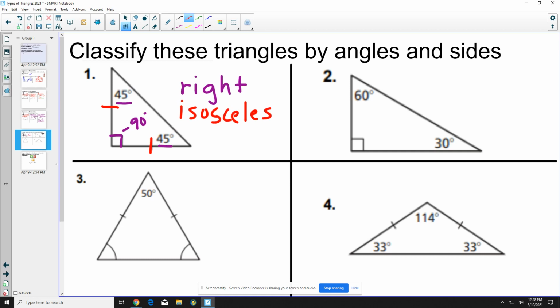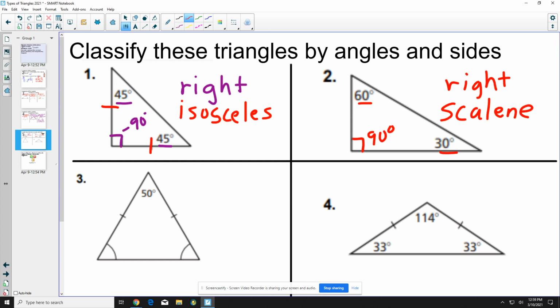Look at number 2. Look at the angles. We have 60, 30, and 90. What kind of triangle is that? Right, because we have a 90 degree angle. If we have one 90 degree angle, it's a right triangle. Look at the sides. It doesn't tell us the measure of the sides, but we don't have any slash marks showing any of the sides are the same length. So what do we call a triangle with no sides the same length? Scalene. Yes, that's a right scalene triangle.